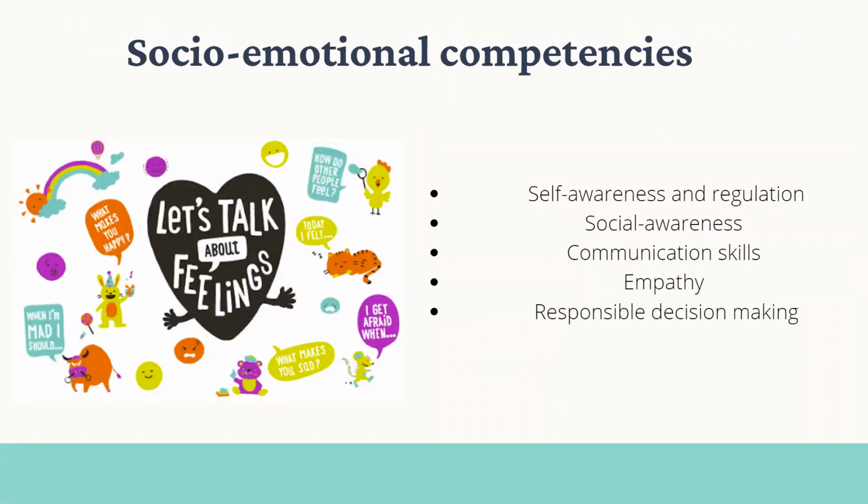Okay, so now let's talk about the feelings. Let's talk about the social emotional competencies. The models of social emotional competencies emphasize the following aspects, which you can see on the screen: self-awareness and regulation, social awareness, communication skills, empathy, responsible decision making, among other aspects. Those are some of the competencies that students and teachers need to have in order to have well-being and to cope with this complex situation, which is COVID-19 and this whole pandemic situation.